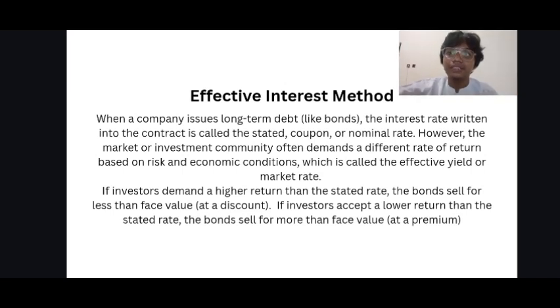So the next one is the effective interest method. When a company issues a long-term debt, like bonds, the interest rate written into the contract is called the stated, coupon or nominal rate. However, the market or investment community often demands a higher rate of return based on risk and economic conditions, which is called the effective yield or market rate. So if investors demand a higher return than the stated rate, the bond sells for less than face value, at a discount. If investors accept a lower return than the stated rate, the bond sells for more than face value, at a premium.